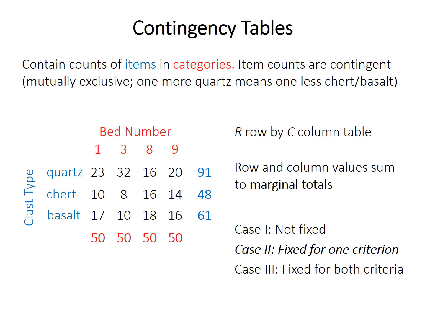So the data will come in the form of something called a contingency table, which contains counts of items, the rows, in different categories or samples, the columns.